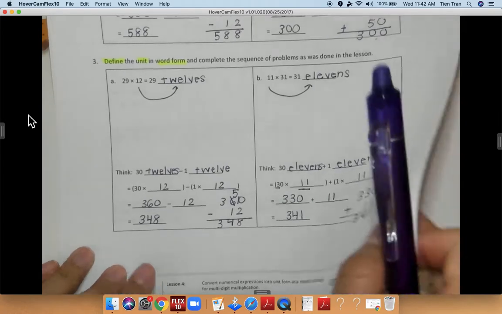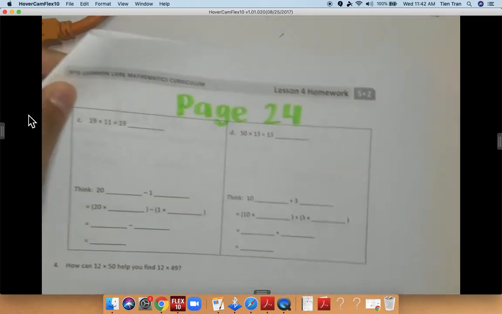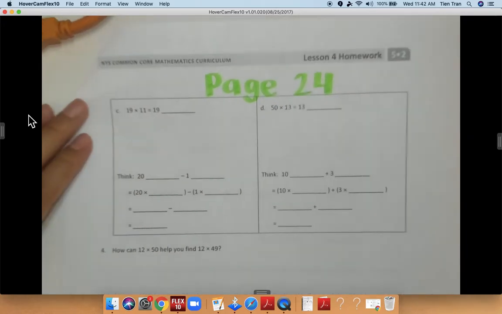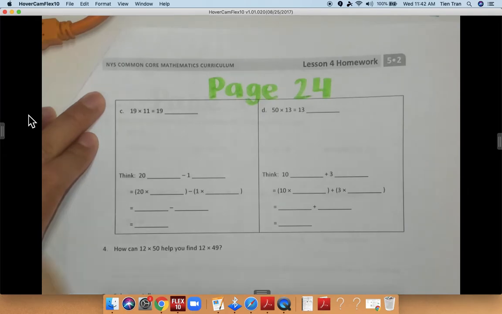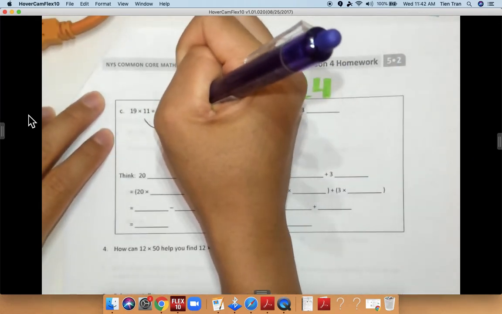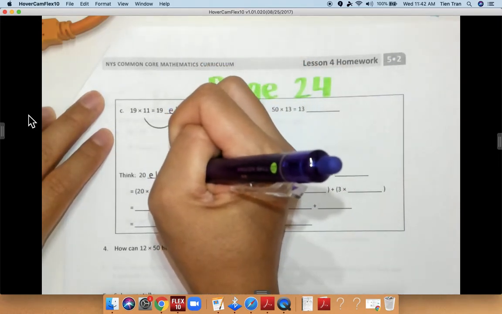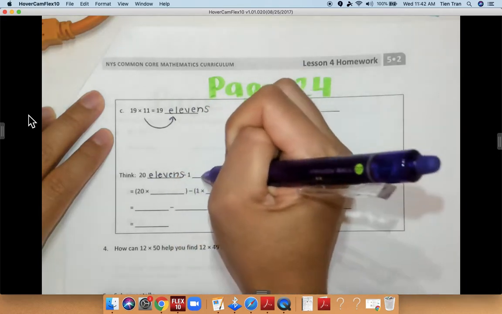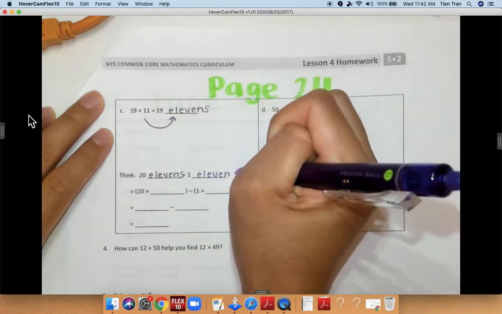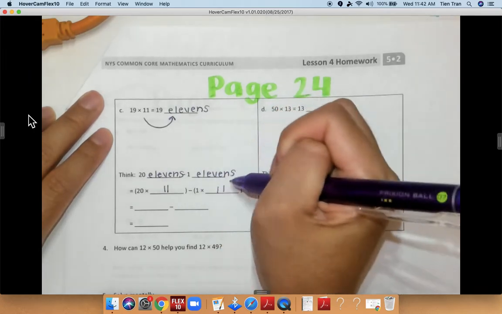Now I'm going to turn the page. We are now on page 24. Make sure you are on the correct page. For page 24, we have 19 times 11. So same thing, we have 19 11s. So that means that you have 20 11s minus 1 11. So 20 times 11 is what you're multiplying, minus 1 times 11.